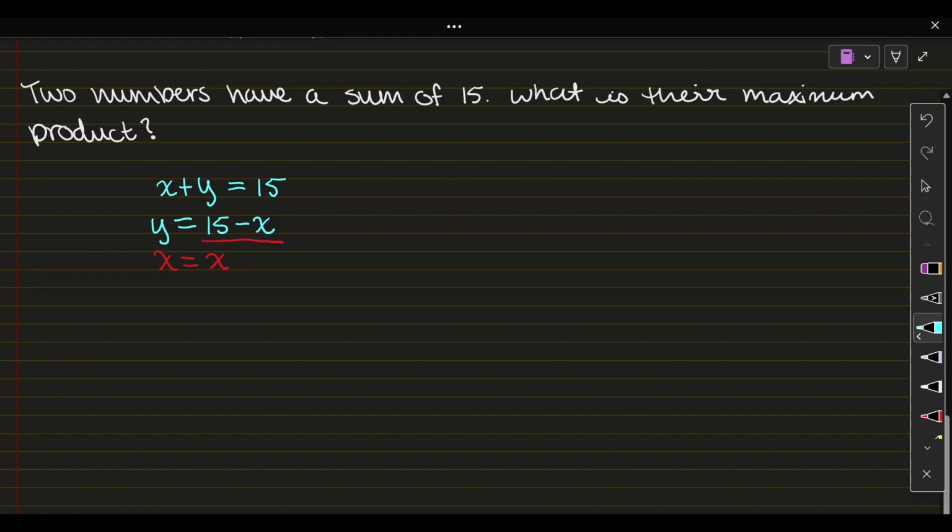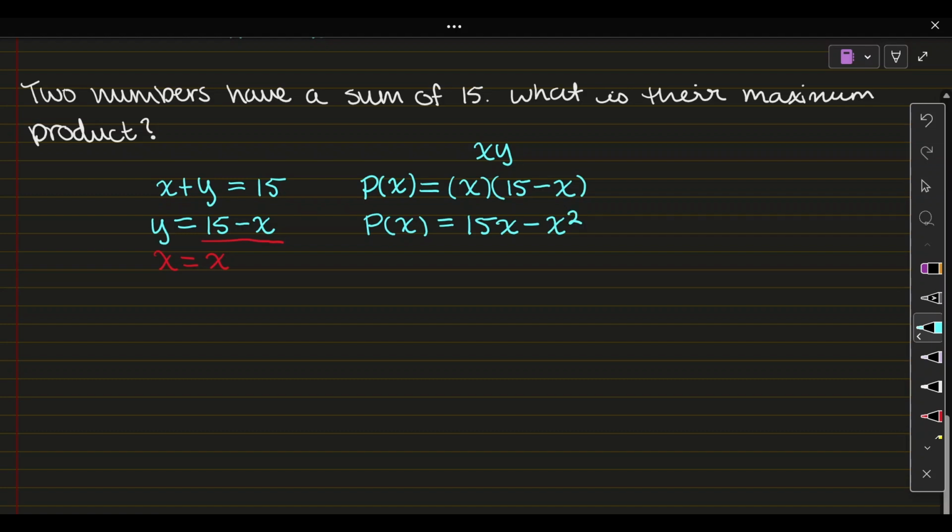Well, we can think of their product. So x times y is going to be x times 15 minus x. And we can define this as a function, say p of x, because it's only in terms of x, p for product. So p represents the product of x and y in terms of x. Now we can do this multiplication, distributing this x to get 15x minus x squared.